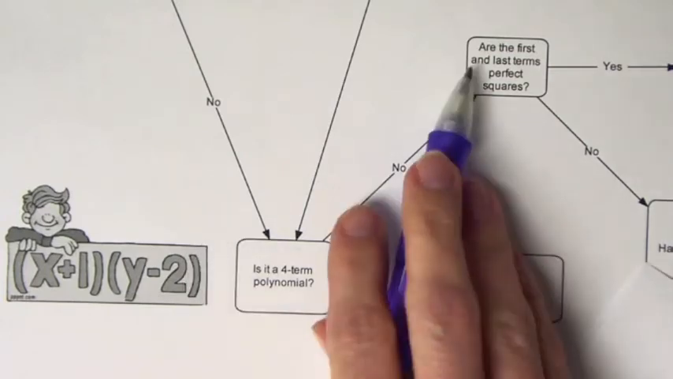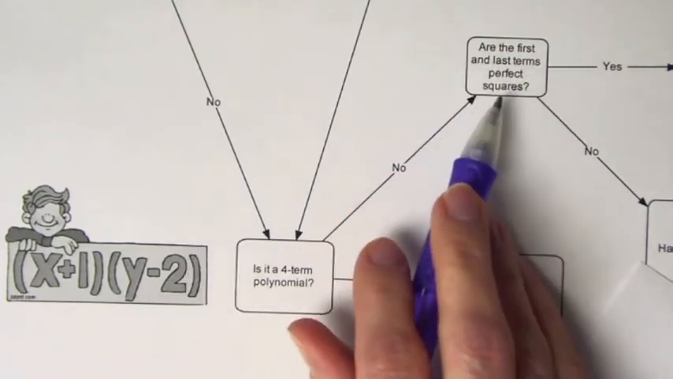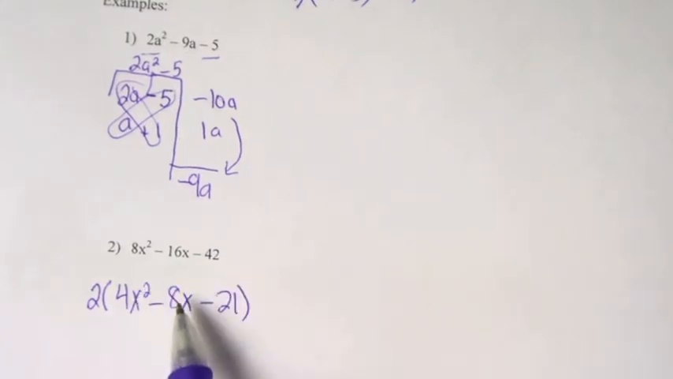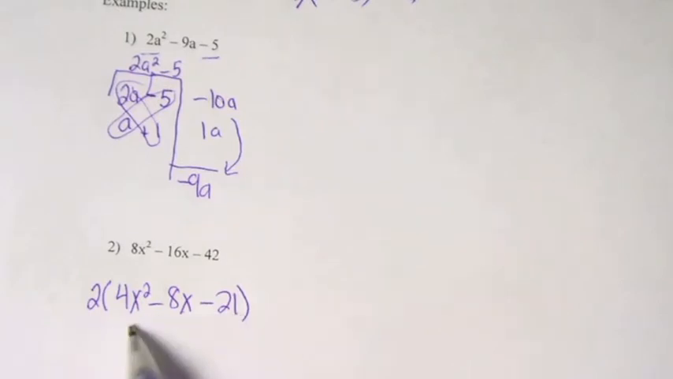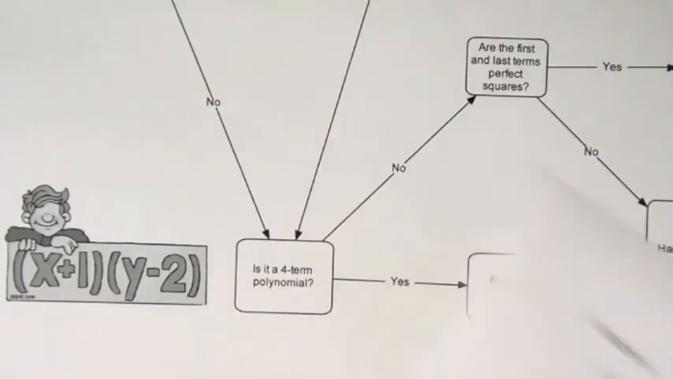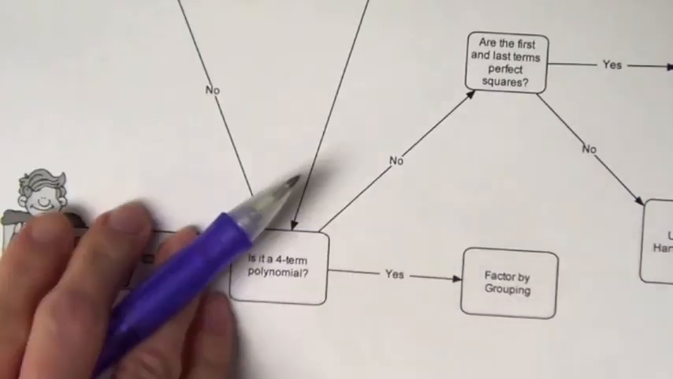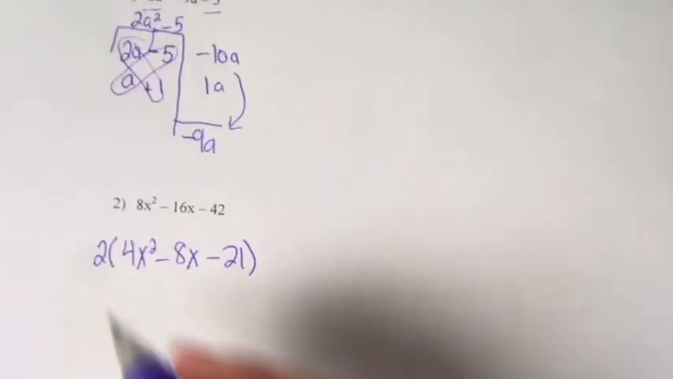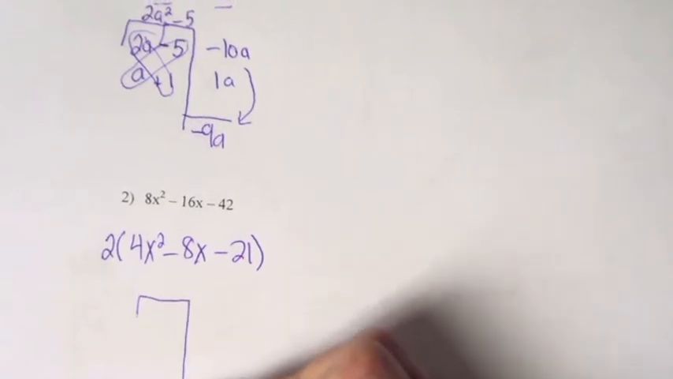So we come up here to the no. Are the first and last terms perfect squares? We look at this. We have 8 and 42. Go down here to where we factored it out. 4 and 21. 4 is a perfect square, but 21 is not. So we have to say no, which brings us down to use hangman again. So we're going to use hangman on the part that's left.